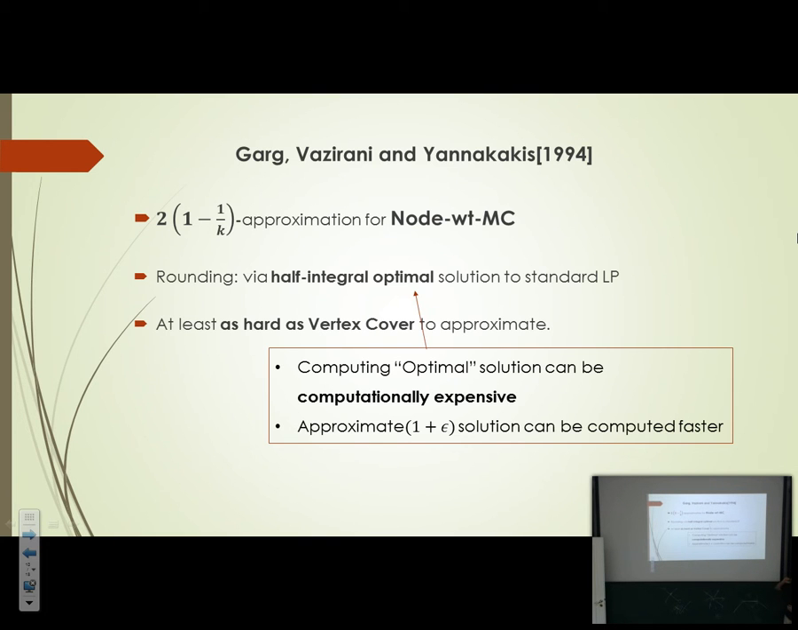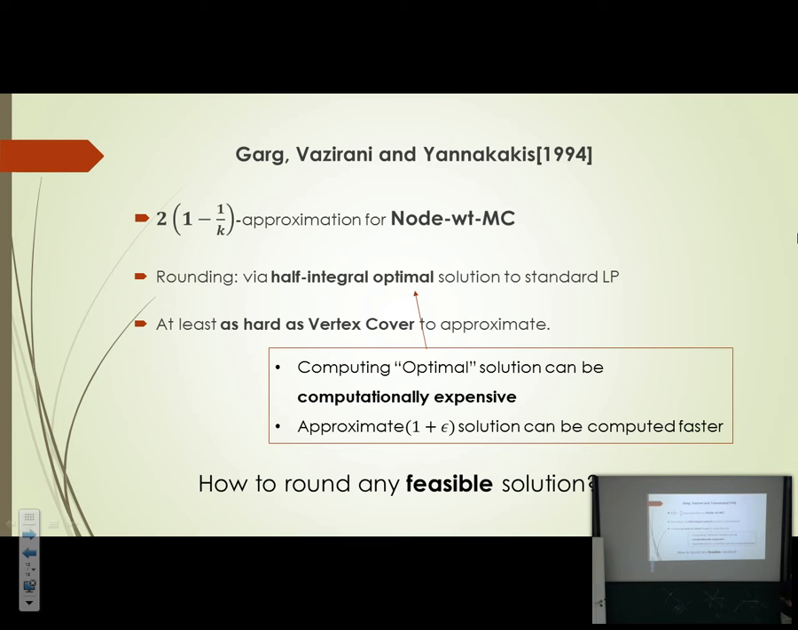Now note that this rounding assumes that we know the optimal solution of the LP. Computing an optimal solution can be computationally expensive, whereas computing an approximate solution of the LP is relatively faster. We can find a 1 plus epsilon approximation of the LP in significantly faster time. So the question is, can we round any feasible solution? That means, for the LP, if we are given any feasible solution, by feasible I mean just a vector x which satisfies the constraints. The answer is yes.